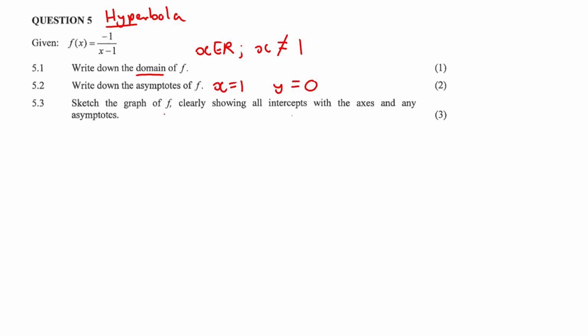5.3, sketch the graph of f, clearly showing all intercepts with the axes and any asymptotes. So we're sketching this graph here, showing the intercepts with the axes. That just means do it on the Cartesian plane, and the asymptotes. So your x and y intercepts and your x and y asymptotes. So here's our Cartesian plane.